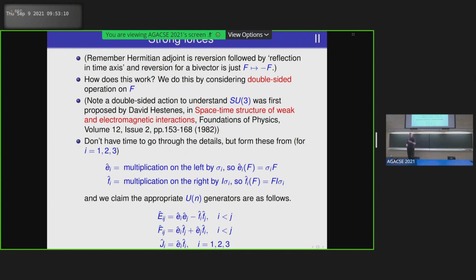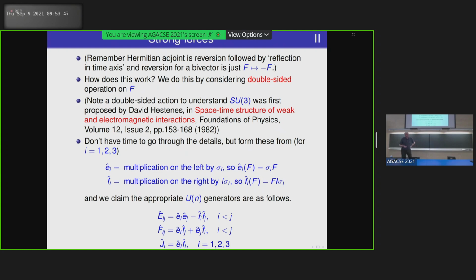And again, I must mention that David had got certainly part of the way to this several years ago. The first thing that I know about where there's proposed to be a double-sided action to understand SU3 was in this paper here, towards the end of this paper, Space-Time Structure of Weak and Electromagnetic Interactions, Foundations of Physics, back in 1982.